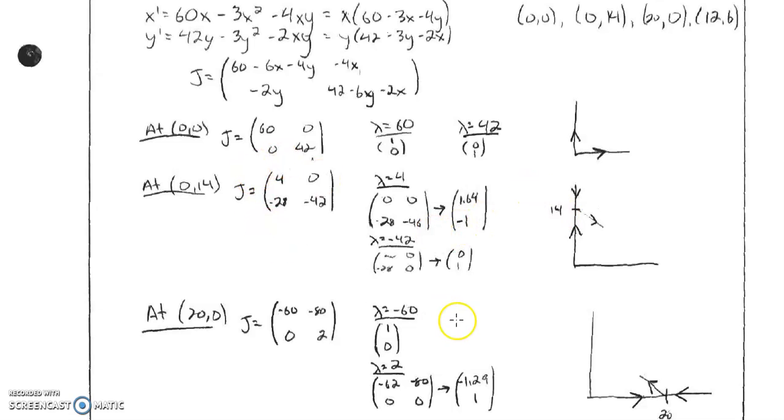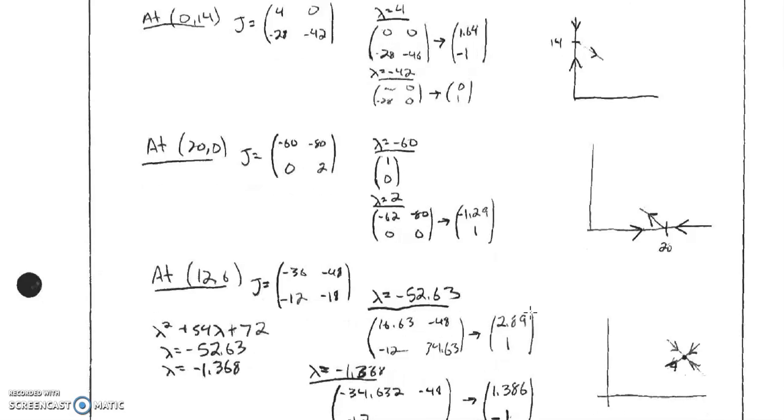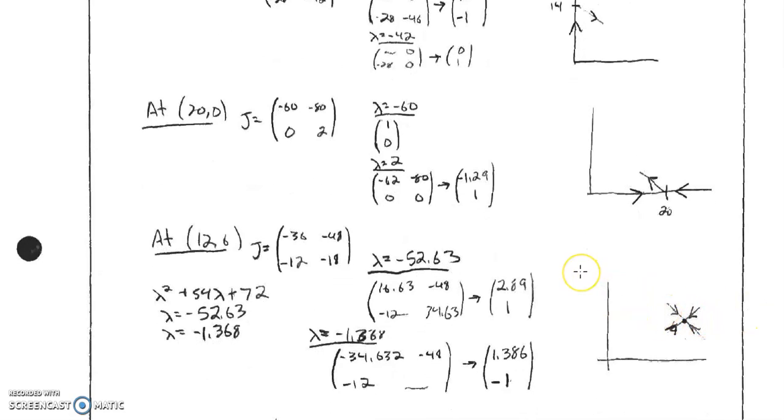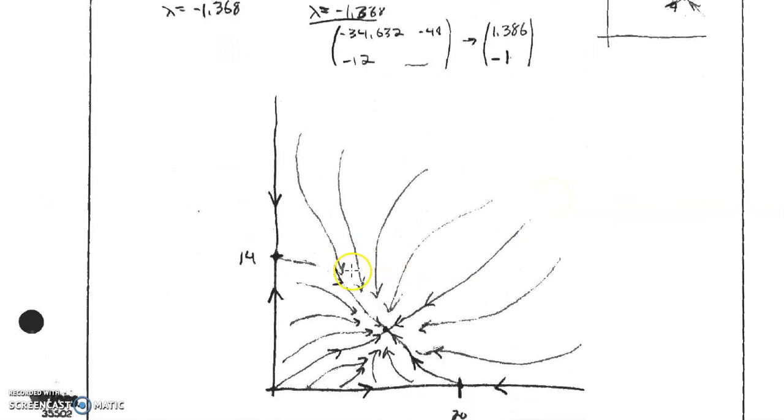Anyway, I get this one is a source node. As opposed to on the previous one, was it a sink? No, it was a source. This one is a saddle, a positive and a negative eigenvalue. This one's also a saddle, right? And then this one's a sink right here. So what I get when I put them all together is this line that comes in like this, this line that comes in like this, and this goes to here, and this goes to here. So everything comes into this 1 point right here.